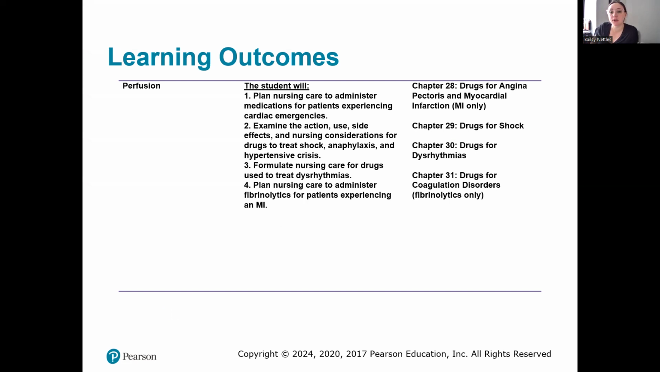So we're going to be able to plan nursing care to administer medications for patients experiencing cardiac emergencies and plan nursing care to administer fibrinolytics for patients experiencing an MI. We're really only going to talk about MIs. So this is chapter 28 and 31, and remember, this is only MI and only fibrinolytics.